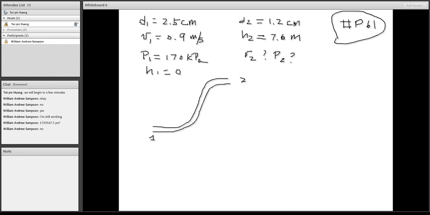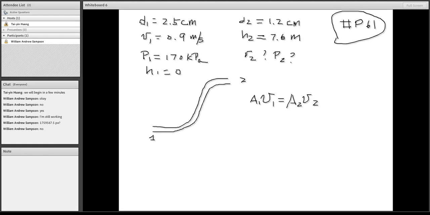So in order to figure out how fast the water is flowing at point 2, when the velocity at point 1 is given, we want to use the continuity equation. The continuity equation says that A1 times V1 has to be equal to A2 times V2. So how do we calculate the cross-sectional area at point 1 and at point 2? Whenever you have a pipe like this, the cross-sectional area is basically a circle. So the area of a circle is just pi r squared. And you're given a diameter.